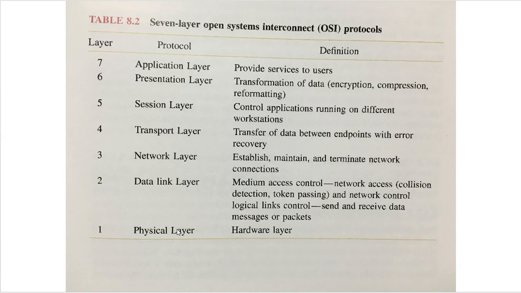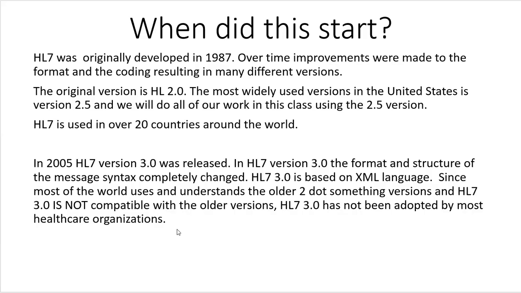4 is the transport layer. 5 is the session layer. 6 is the presentation layer. And finally, layer 7 is the application layer. That's the 7 levels of the OSI model. And HL7 works at the application layer. So I'm sure that will show up on your tests. Make sure you're aware of that.